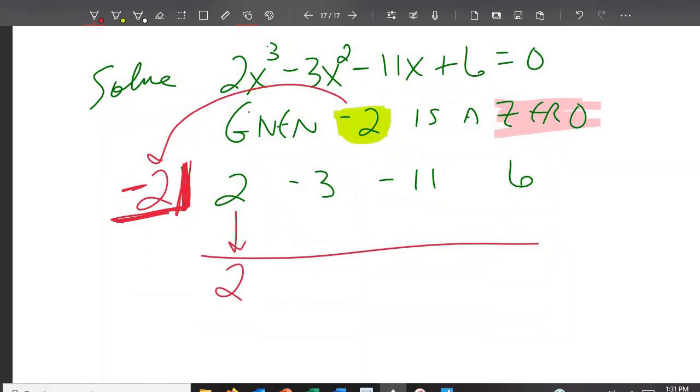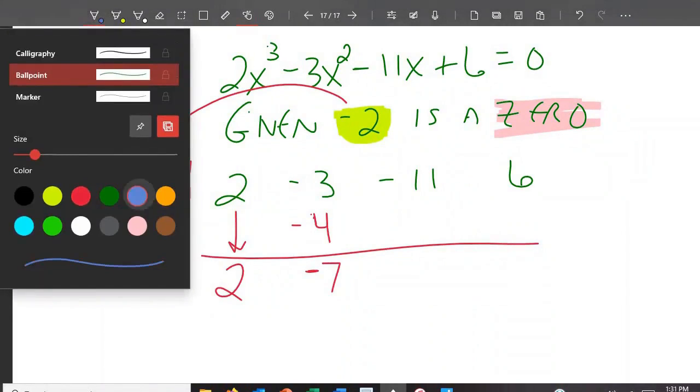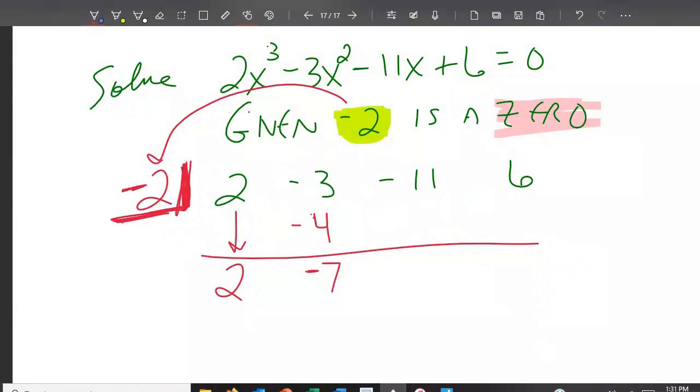Bring down the 2. Negative 2 times 2 is negative 4. Combine that together. We'll get negative 7. While I'm here, don't forget, since it tells me negative 2 is a 0, I'm going to get a remainder of 0. Now, negative 2 times negative 7 is positive 14. Combine those together, we'll get 3. Negative 2 times 3 is negative 6, which gives me my 0. So, I automatically know that's one of my answers.